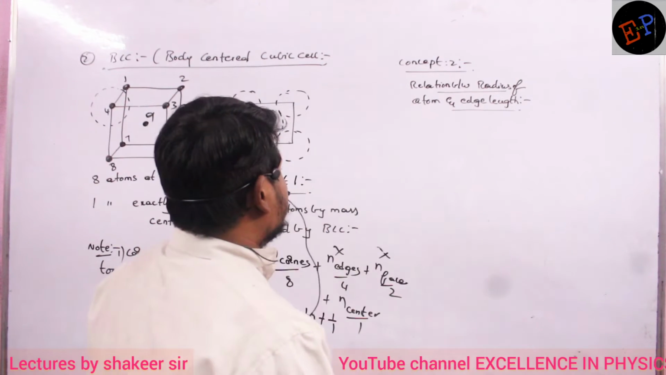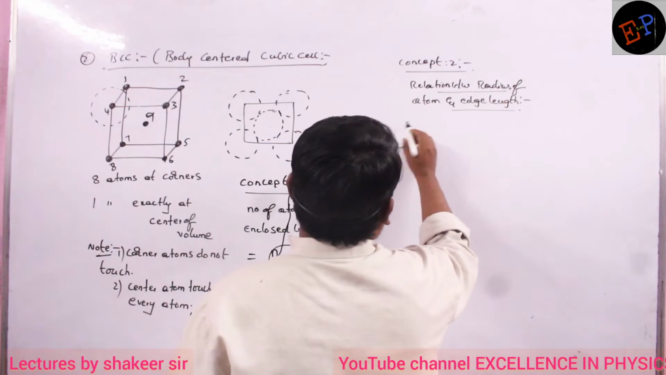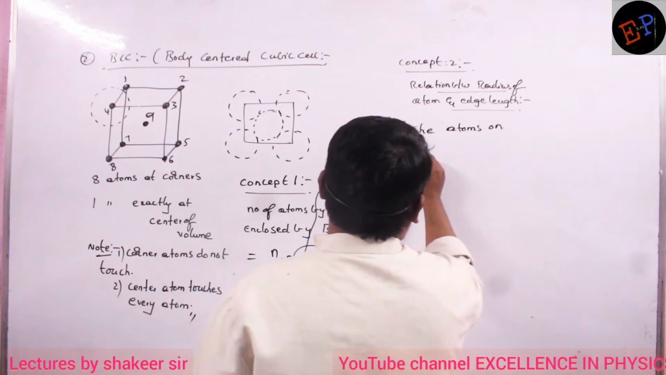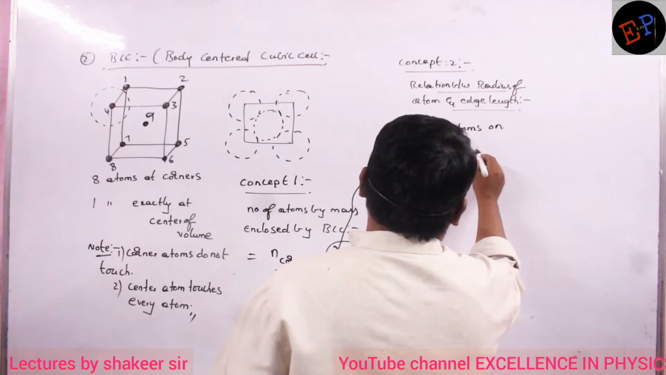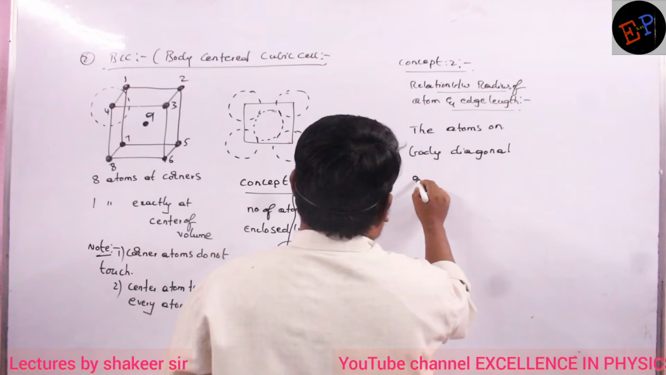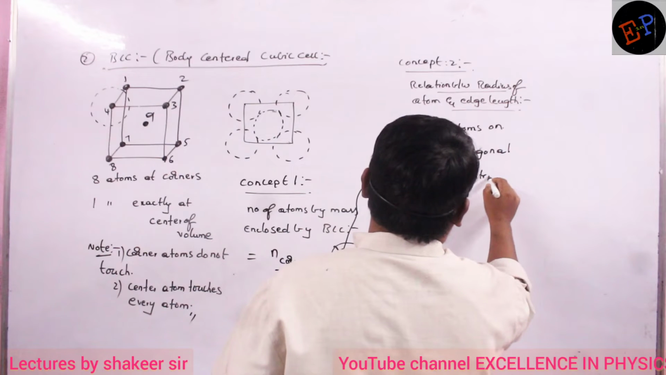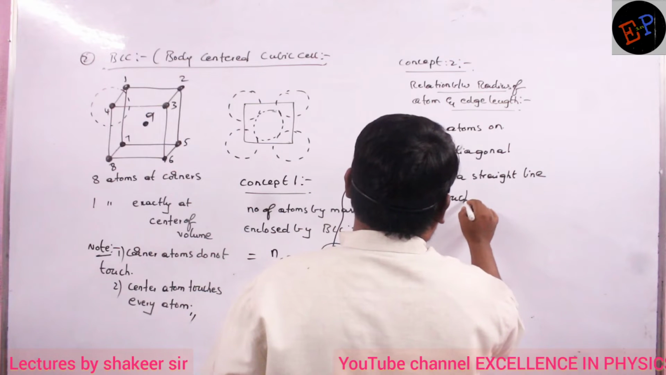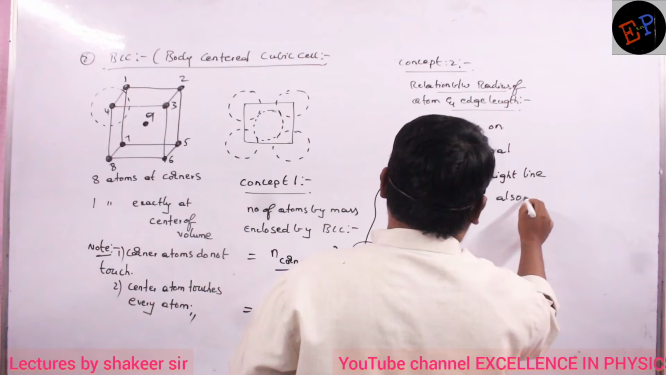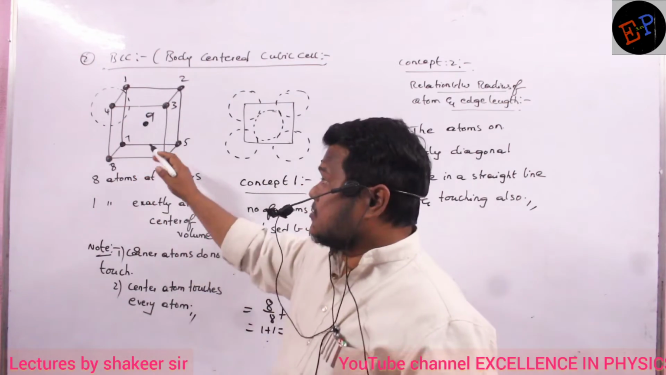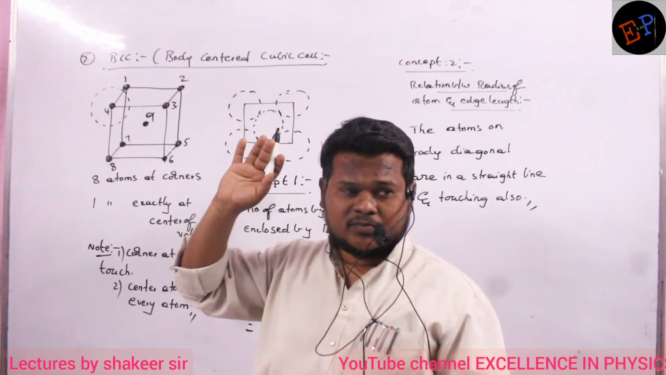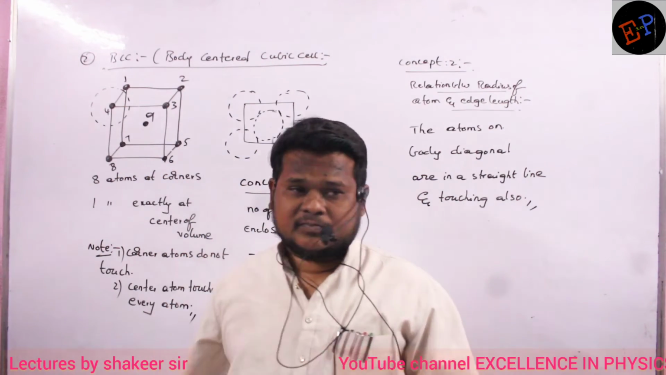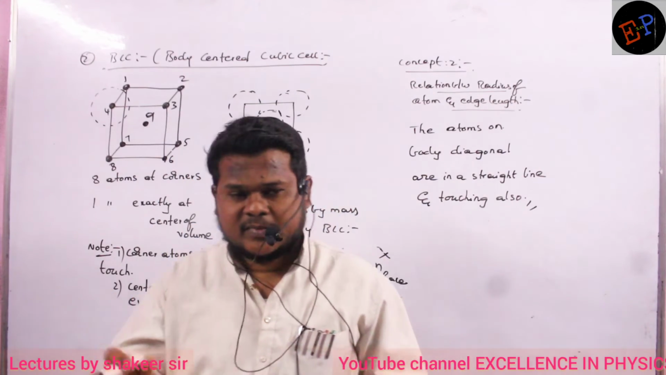Therefore, the atoms on the body diagonal are in a straight line and touching also. How can I say they are touching? Because I already told you that the central atom is in contact with all the corner atoms. So definitely they are touching with each other. You have to think in 3 dimensions. Are you able to understand?